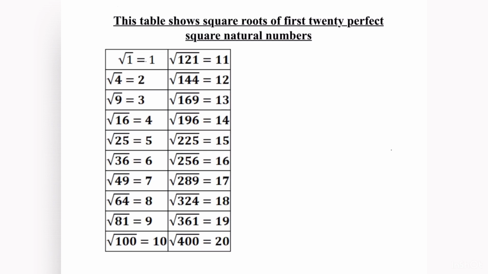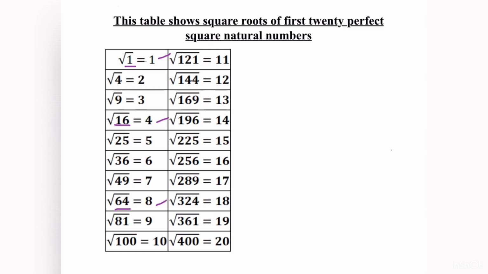This table shows square roots of the first 20 perfect square natural numbers. Square root of 1 is 1. That means 1 is a number when multiplied by itself gives 1. Square root of 16 is 4. That means 4 is a number when multiplied by itself gives 16. Square root of 64 is 8. That means 8 is a number when multiplied by itself gives 64.